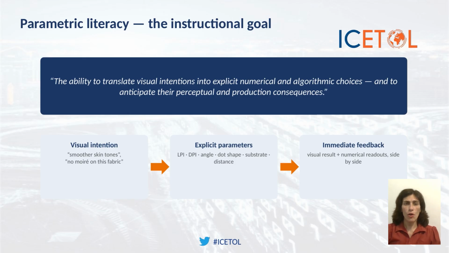Our instructional goal has a name: parametric literacy. We define it as the ability to translate visual intentions into explicit numerical and algorithmic choices, and to anticipate their perceptual and production consequences. A client asks for smoother skin tones or no moire on a fabric. The professional must answer with numbers: a screen ruling, an angle, a dot shape, a substrate. The simulator connects these two worlds with immediate visual and numerical feedback.